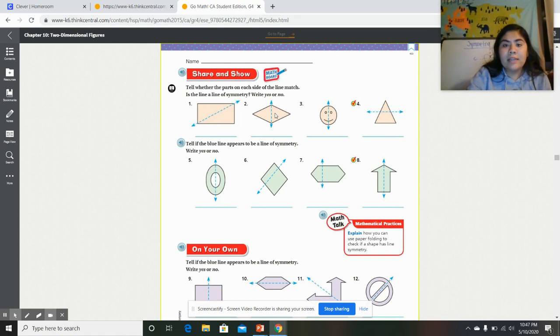so you'd say no. Now here, this parallelogram or sideways diamond, as we said, if you folded it on that line, would it match up? That's pretty much what it's asking you. So you just have to write yes or no.